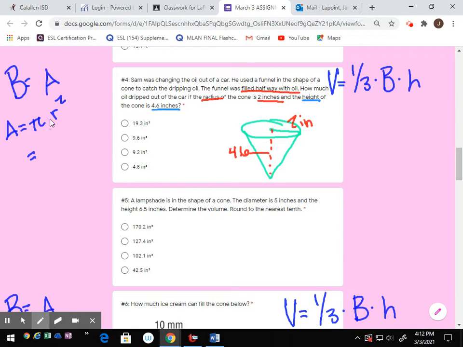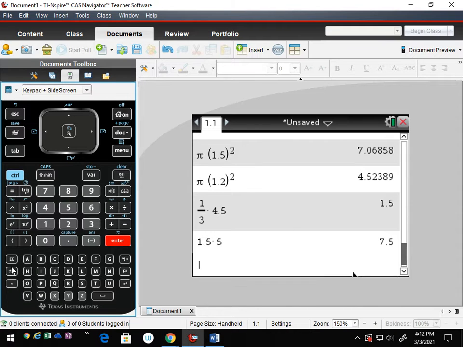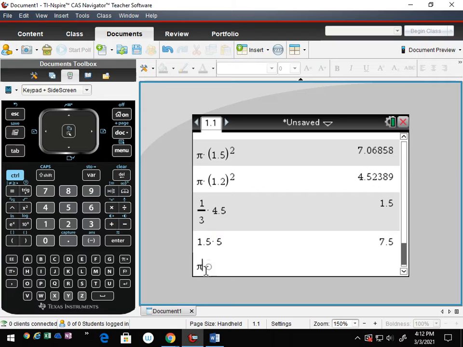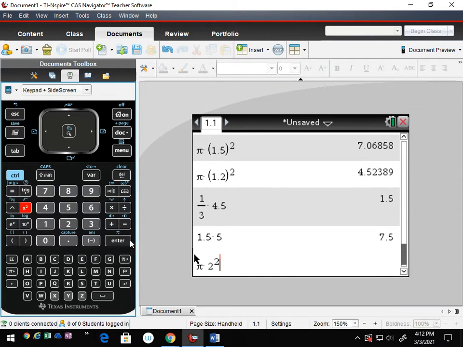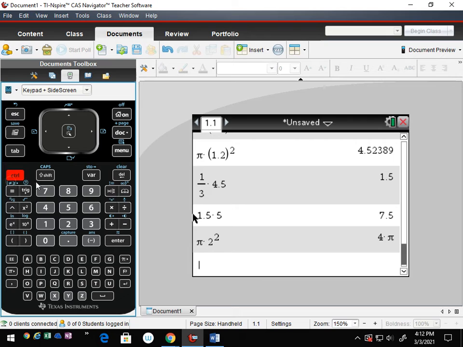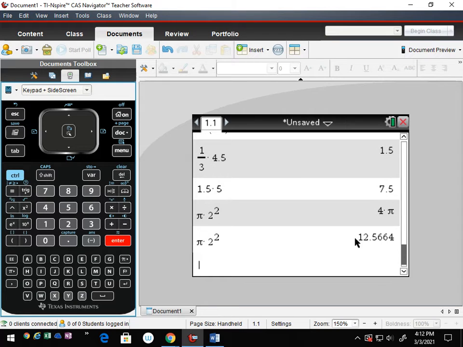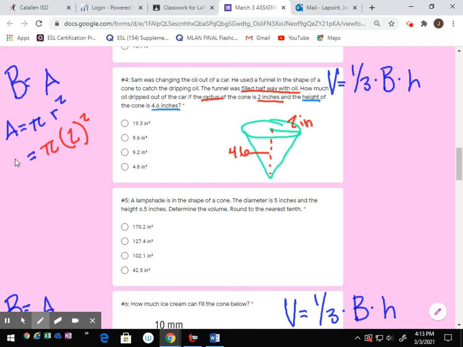So we're going to replace r with our radius, 2, to find the area of our base, which is a circle. Our area formula is pi times radius squared. So we'll replace the r with 2. So we'll have pi times 2 squared. Go to our calculator, the pi symbol, times 2 squared. And press Control Enter. So we get 12.6. So it's equal to 12.6 inches squared. All right.